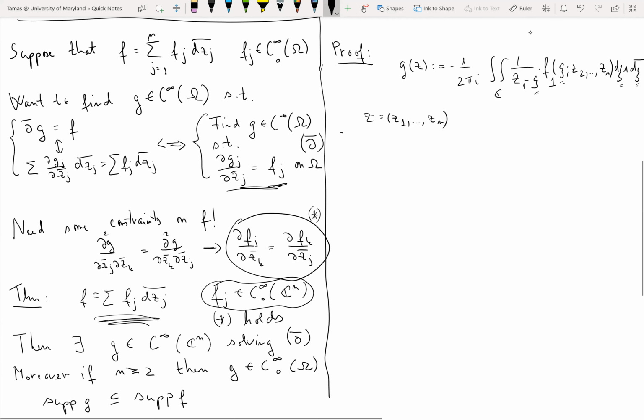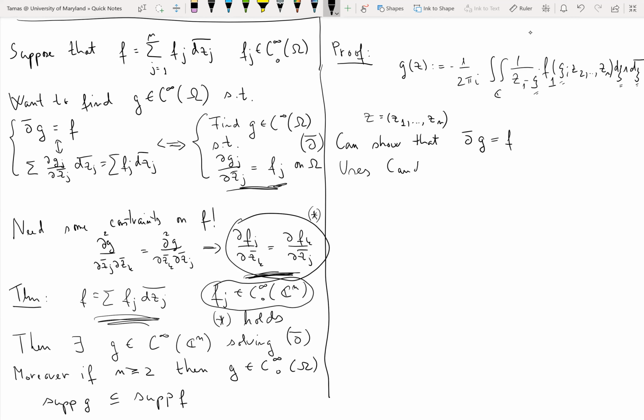So let me just say here that you can show that Delbar of G is equal to F. Here you will use the fact that we have this compatibility condition on the left. The other thing that you have to use is this so-called Cauchy-Pompeiu formula.